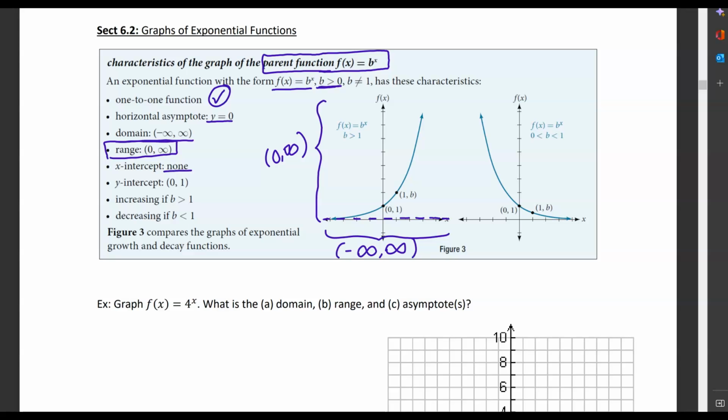X-intercepts, none, because again, we have that horizontal asymptote there. Our y-intercept will be at (0, 1), right here. It's increasing if b is greater than 1. But if b is less than 1, right, then it's not increasing. It's actually going to be decreasing. So if that base is negative, we're going to be looking at a decreasing function. Figure 3 compares the graphs of exponential growth and decay functions.